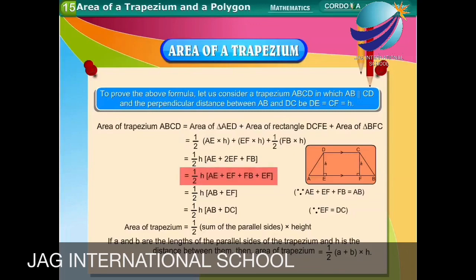plus FB plus EF, which is equal to half H into AB plus EF. Since AE plus EF plus FB is equal to AB, which is equal to half H into AB plus DC, since EF equal to DC. Area of trapezium is equal to half sum of the parallel sides into height. If A and B are the lengths of the parallel sides of the trapezium and H is the distance between them, then area of trapezium is equal to half A plus B into H.